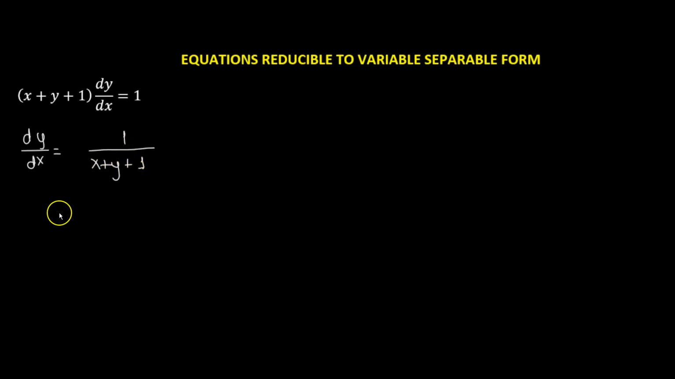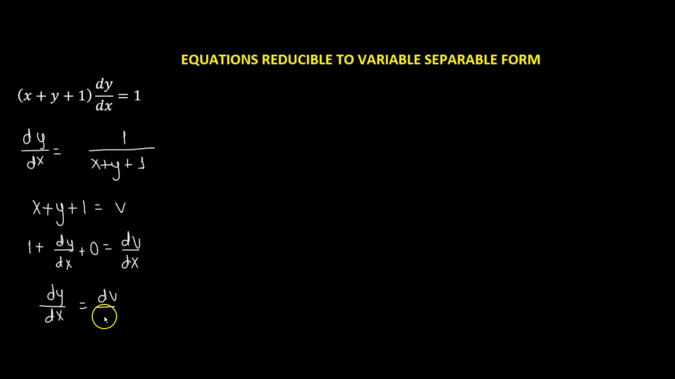of x and y. So here we'll make an assumption. We'll consider x plus y plus 1 equals to some variable v, and then differentiate both sides with respect to x. That will give us 1 plus dy over dx plus 0 equals dv over dx. Now isolating dy over dx, we have dv over dx minus 1. Now we substitute this value into the original equation. Let's call it number 1.